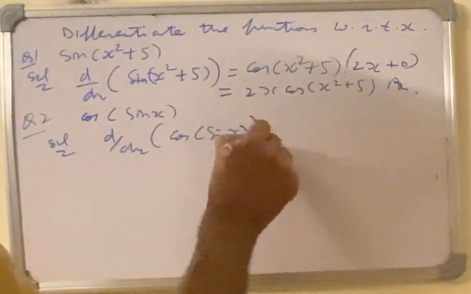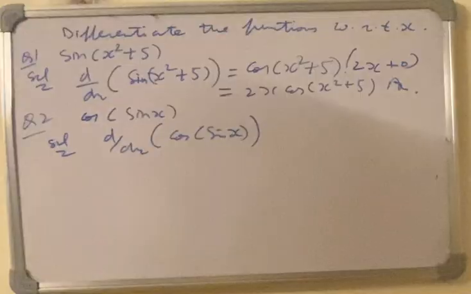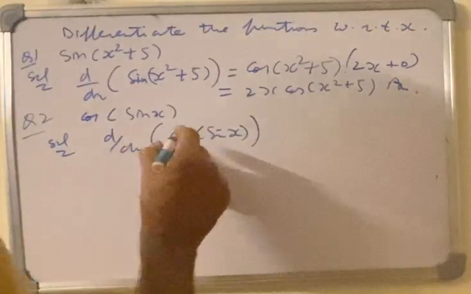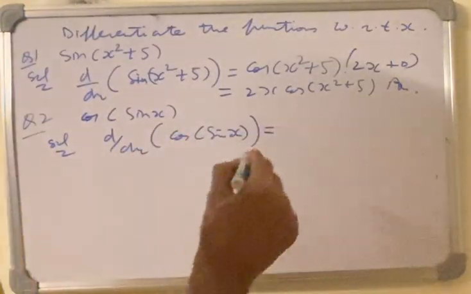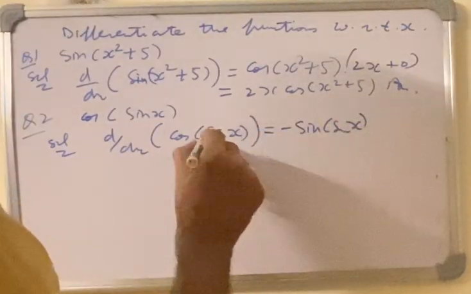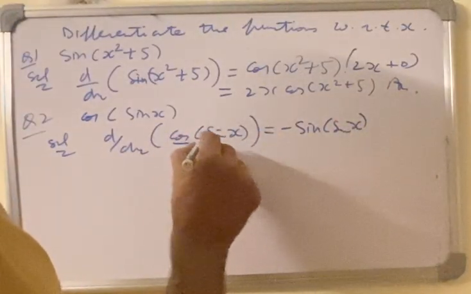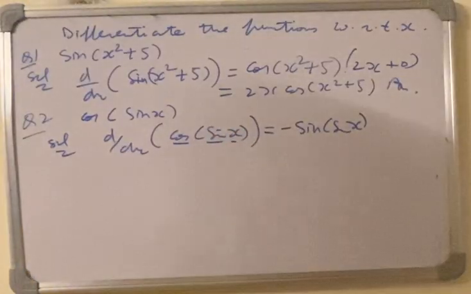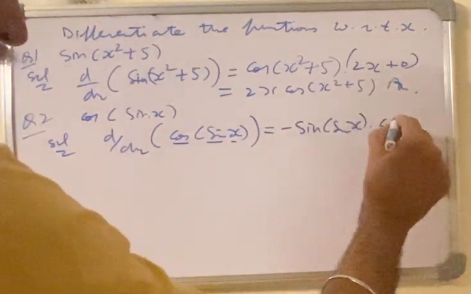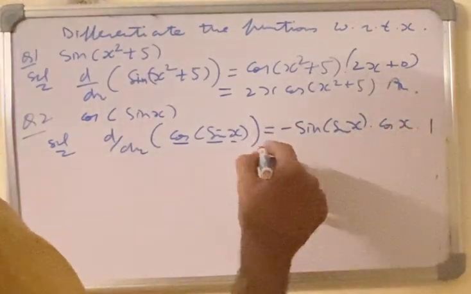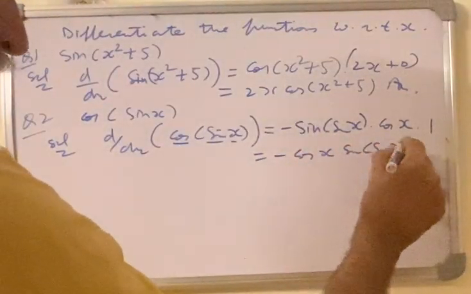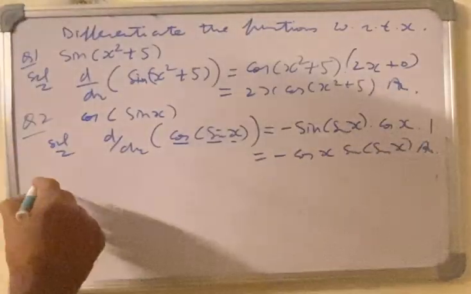Now we have three functions. Outermost is cos, second outermost is sin, and third is x. First of all, we take the derivative of cos. This is minus sin of sin x. Then first this, then sin, then x. The derivative of sin is cos x, that of x is 1. So this is minus cos x sin(sin x). This is the answer. Third question.